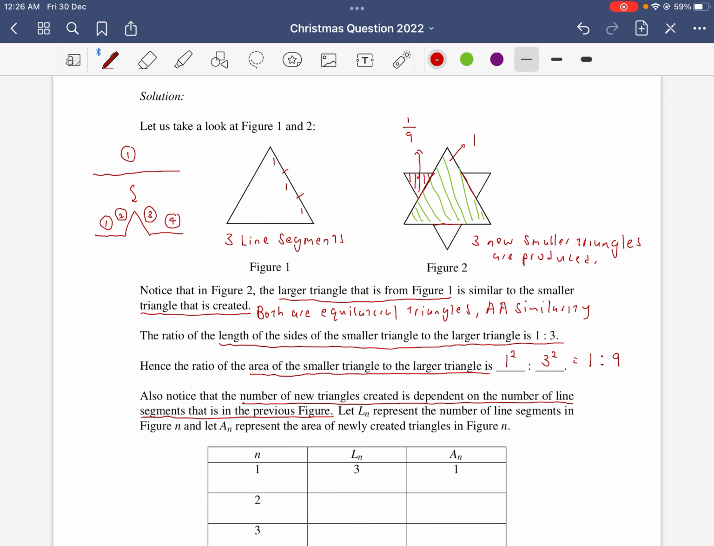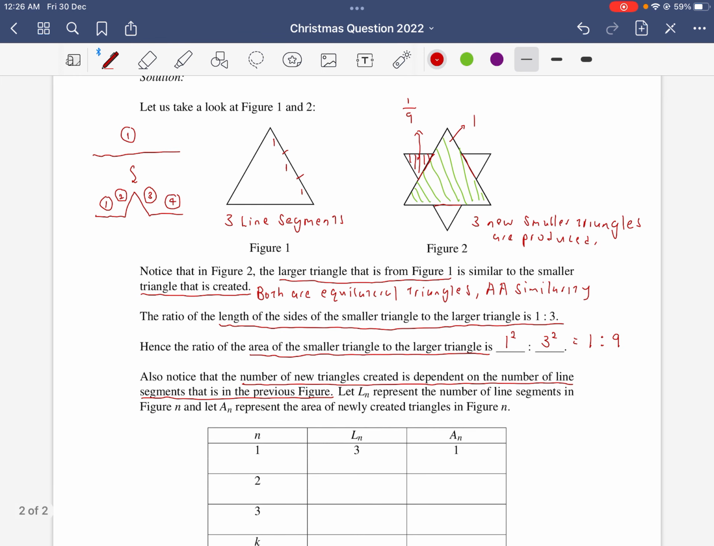Now in this case over here, I'm going to let Ln represent the number of line segments in figure N, and An represent the area of the newly created triangles in figure N. So let's take a look carefully at n equal to 1. When n is equal to 1, there are only 3 line segments in the equilateral triangle because there's only a single equilateral triangle. And of course, we will let the area be just 1 in this case.